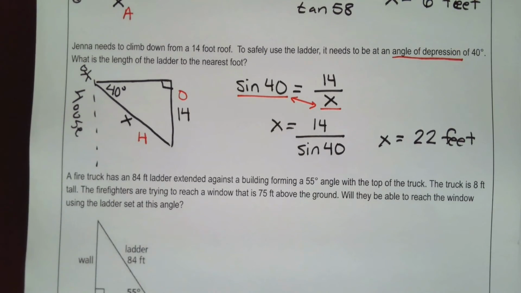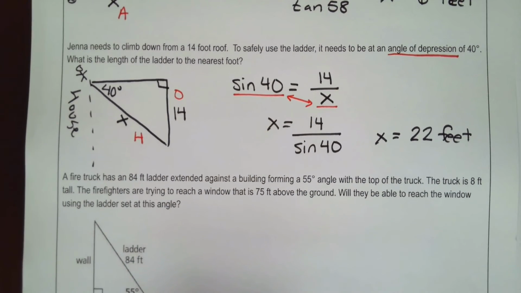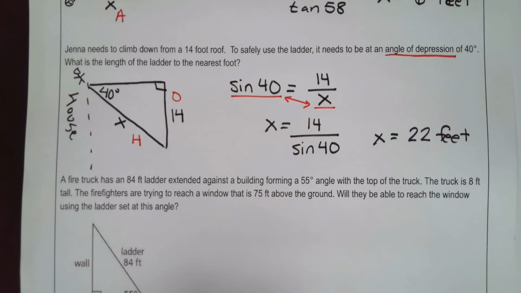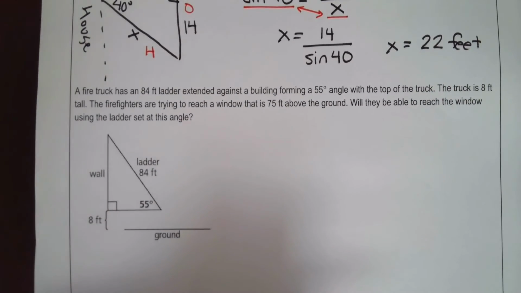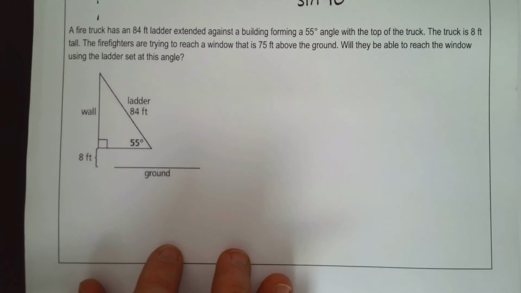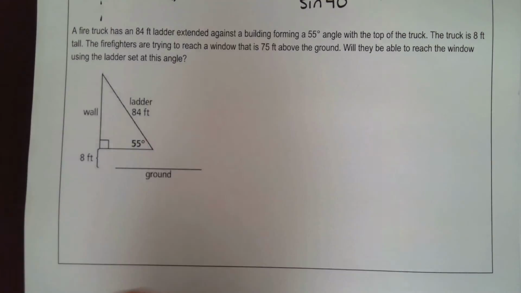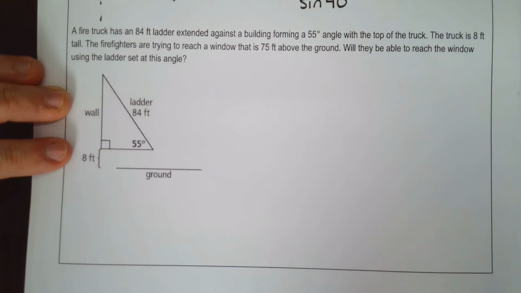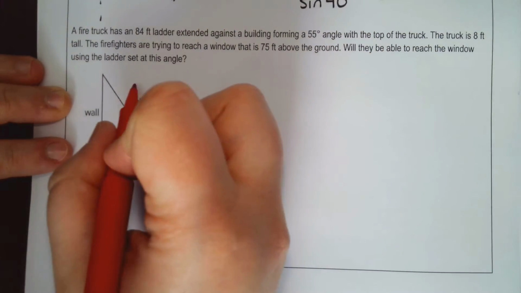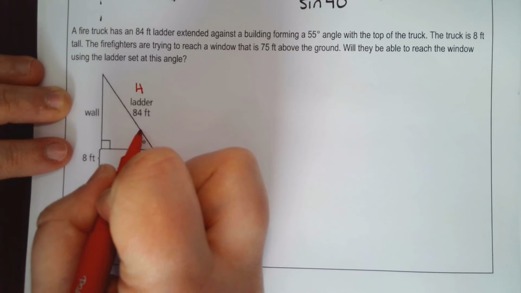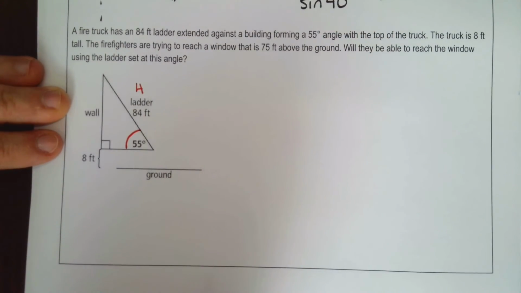All right. Now, sometimes you guys will get the diagram already for you. That's the best because we don't have to draw our right triangle. So here we go. Last problem, an example for elevation and depression. So a fire truck has an 84-foot ladder leaning against a building forming a 55-degree angle with the top of the truck. So as you can see here, the hypotenuse is our 84 feet. We have 55 degrees as our given angle.